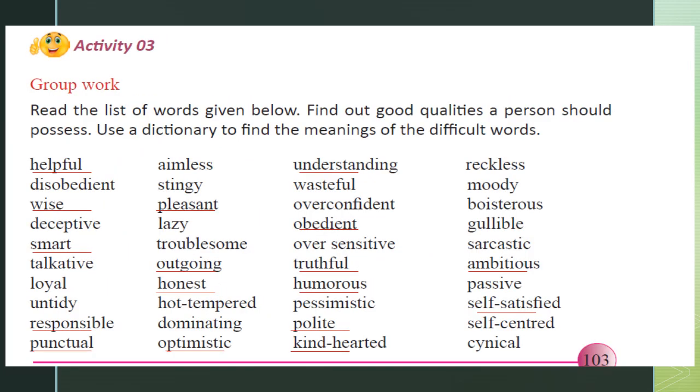Activity 3. Group work. Read the list of the words given below. Find out good qualities a person should possess. Use a dictionary to find the meanings of the difficult words.